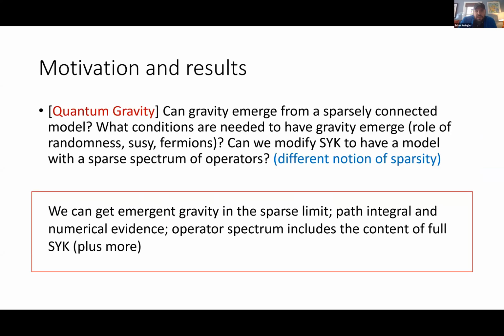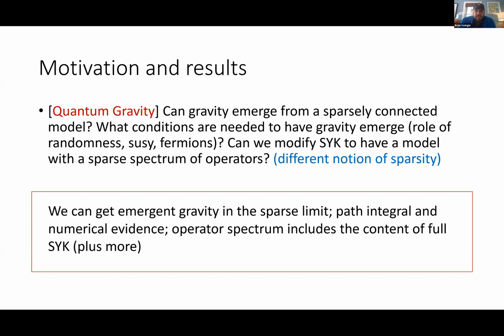And we wanted to know whether you needed those fully connected interactions to have this emergent gravity come out. I won't really explain why we're asking that question, but that was a question that we were asking. This is a question Lenny and I were discussing.